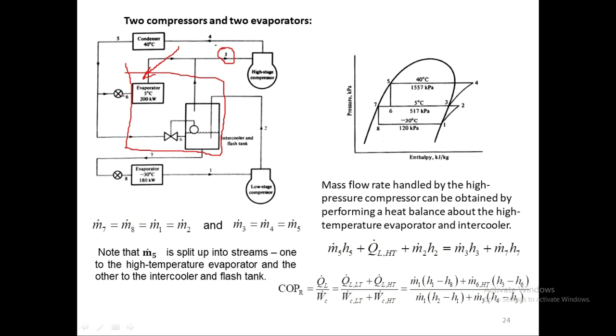What is leaving the system is this M.3 H3, and plus M.7 H7. This is what is leaving your system. Okay, if we do this energy balance, and we know that M.5 and M.3 are same, so I can replace here M.3 H5, all right, and here M.2 and M.7 will be same.